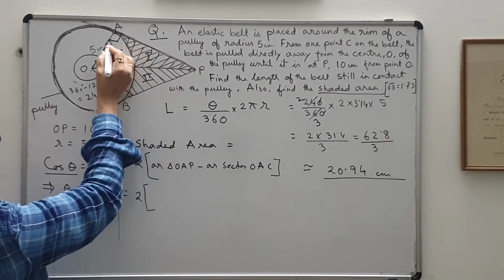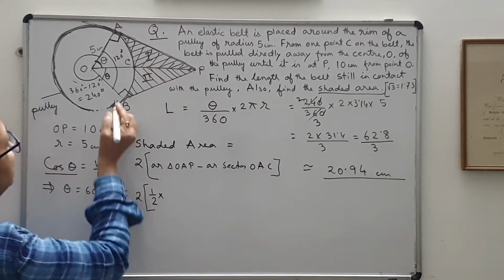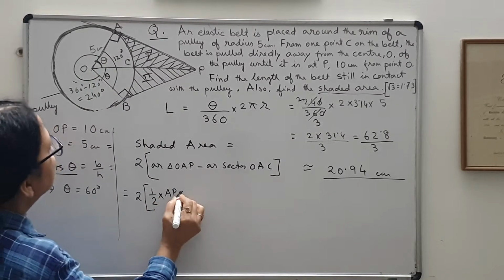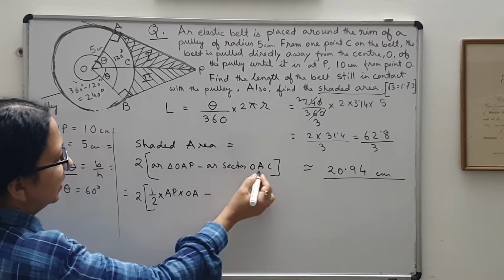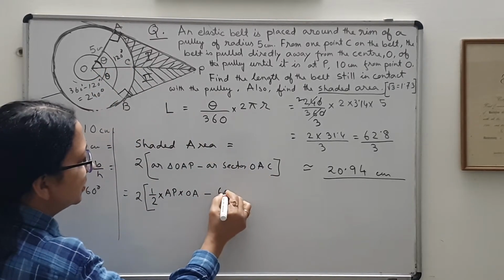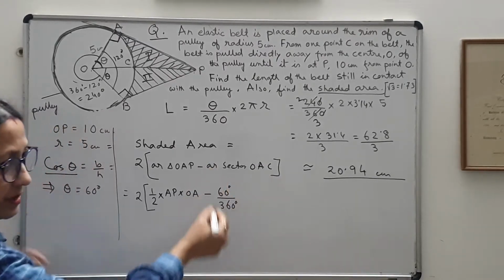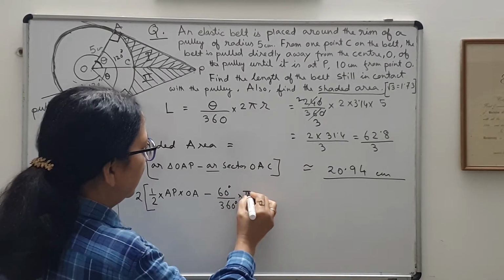OAP is a right angle triangle, as you see. So it is half base into altitude. Half of base, if AP is the base, then altitude will be OA. Area of sector OAC, theta is this one, 60 degrees, the sector angle is 60 degree. 60 by 360, the ratio of the sector angle to the whole angle, into, since this is area, the area of the circle.